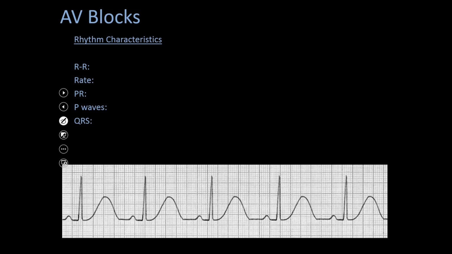Looks like the rhythm is regular. Rate. Let's take a look at the number of large boxes between R to R's. 1, 2, 3, 4, 5, 6. So if I take 300 and divide by 6, that equals 50 beats per minute.